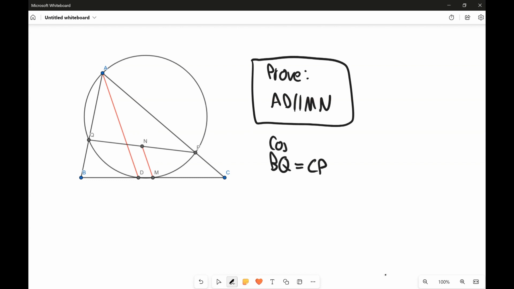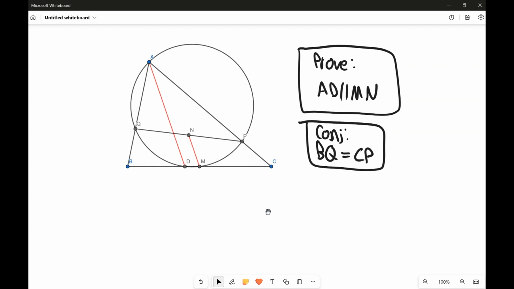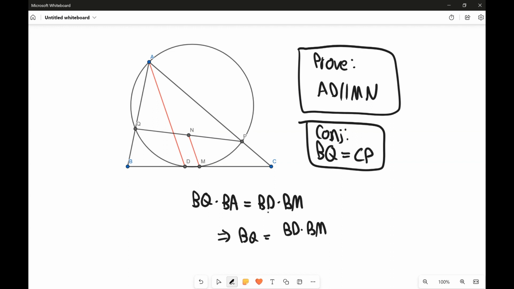We might conjecture this. So how can we go about proving this conjecture? Well, the best way to relate BQ and CP to the other side lengths of the triangle is to use power of a point. Specifically, we know that BQ times BA is equal to BD times BM. So that means that BQ is equal to BD times BM over BA. And similarly, CP is equal to CD times CM over CA.